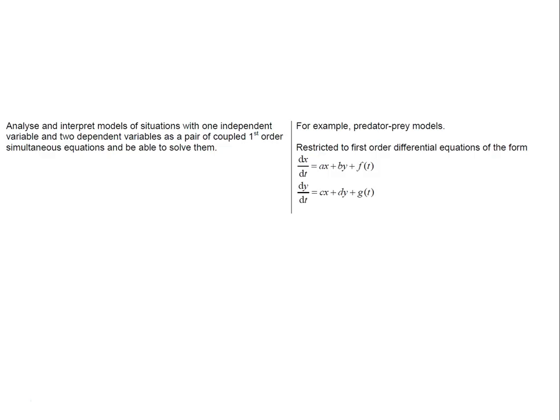The specification says that if we have one independent variable, that is t, and two variables x and y, which depend on t, and the variables x, y and t are linked by a pair of simultaneous equations which are actually differential equations of the form dx by dt equals ax plus by plus f(t), a function of t, and dy by dt equals cx plus dy plus a second function of t, that is g(t), then we should be able to solve that sort of equation.